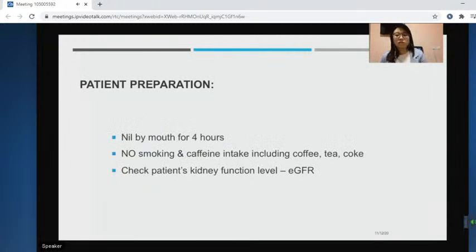Patient preparation: nil by mouth for at least 4 hours. No smoking, no caffeine intake, because this will affect the heart rate. And we always check the patient's kidney function level to make sure the patient is safe for the scan, to avoid the chances of AKI.